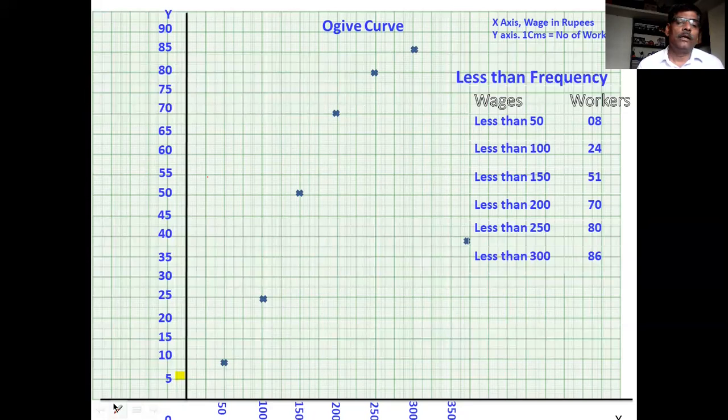I'll show the curve by hand, and then with the help of the graph. From the 0 point, it is starting from 0. So I start from 0: 0 to 50, 50 to 100, 100 to 150, 150 to 200, 200 to 250, 250 to 300. This is the less than ogive curve.